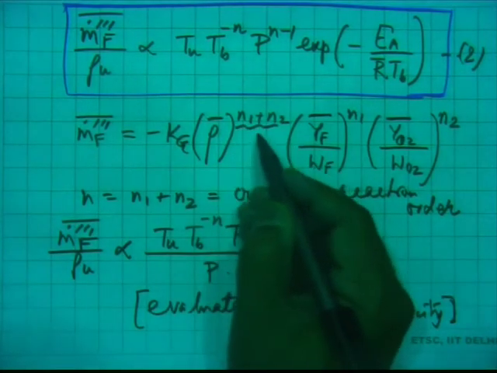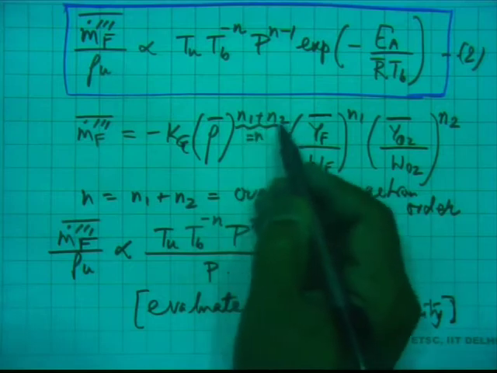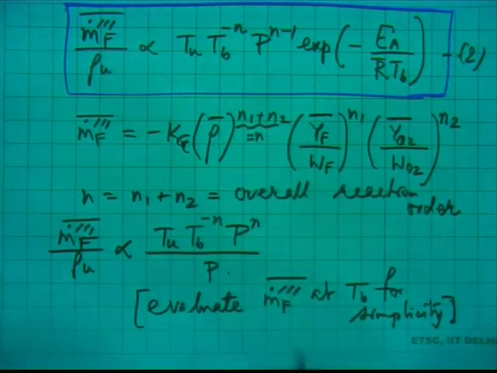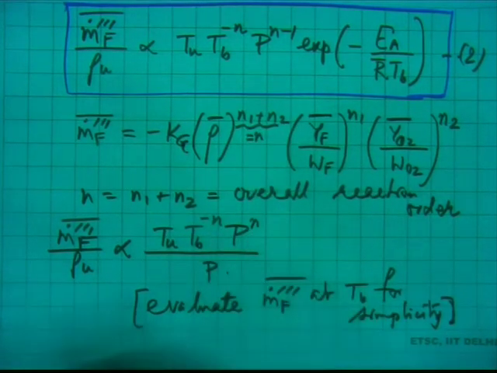This thing is n, right? This is n1 plus n2 is n. That is why you get Tb to the power minus n and P to the power n, pressure to the power n.